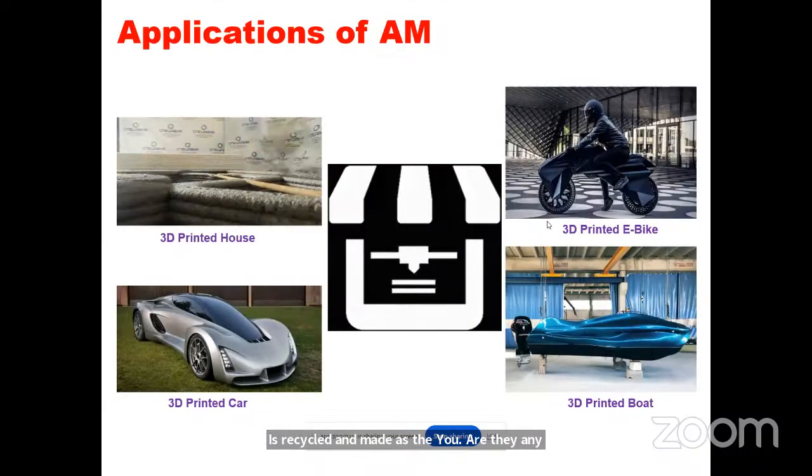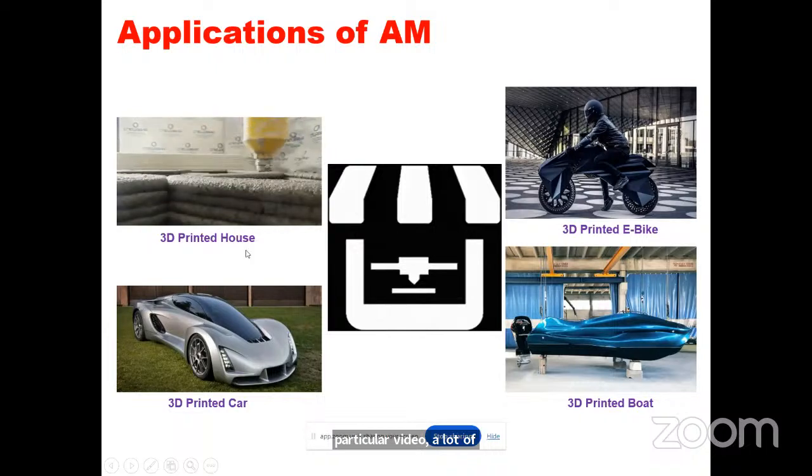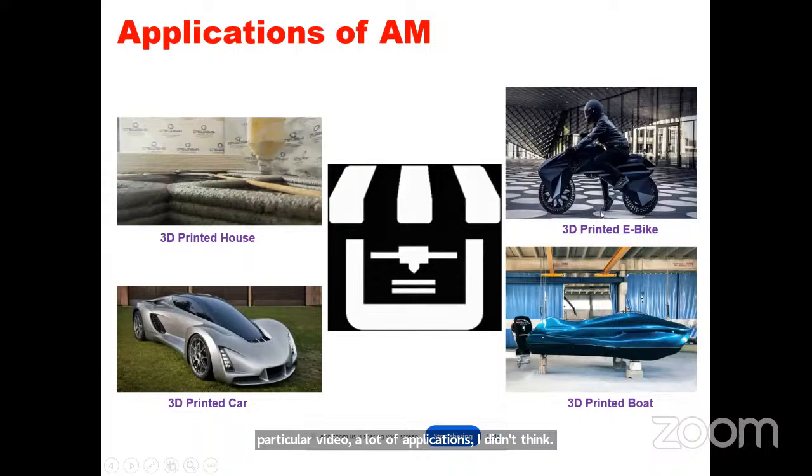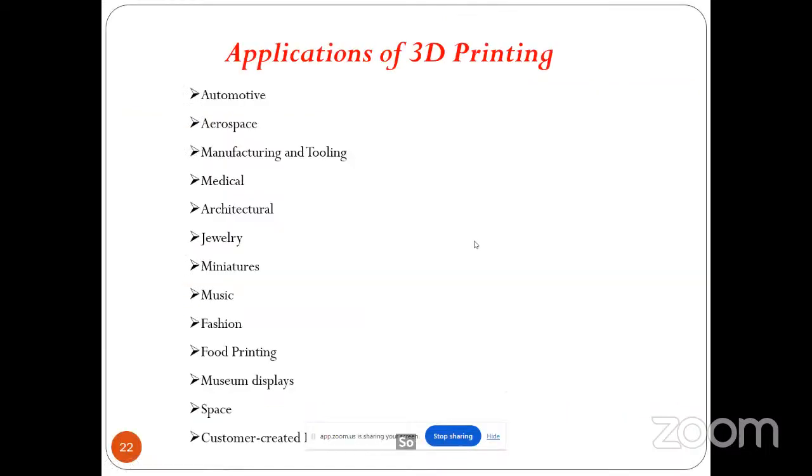So this particular video gives a lot of applications we have in additive manufacturing. It starts from 3D printing of a house and a bike. On the right side we have a bike, it is fully 3D printed, then a boat and a car. So we have a lot of applications. It is listed here. It starts with the automotive industries, aerospace, manufacturing and tooling, that is the five industries, then medical applications, architectural applications, jewelries, creating miniatures, and the music, film, fashion industries, food printing, museum displays, space. These are some specific applications.